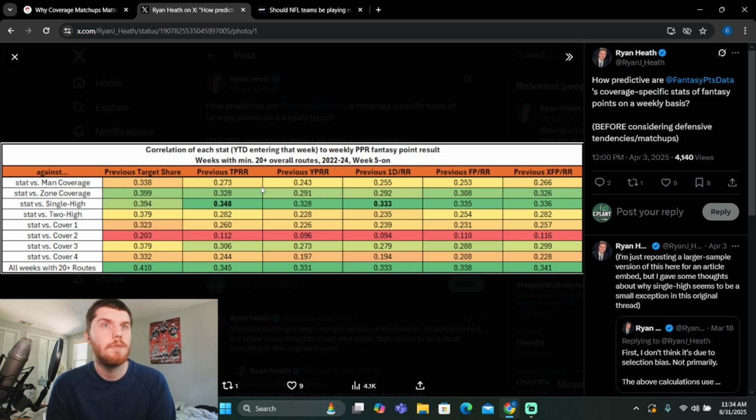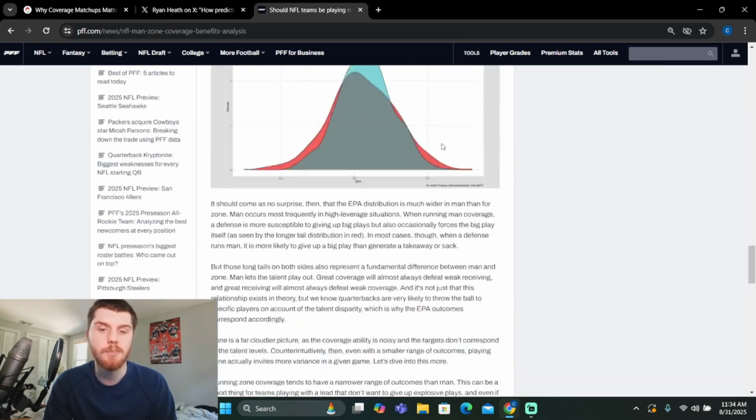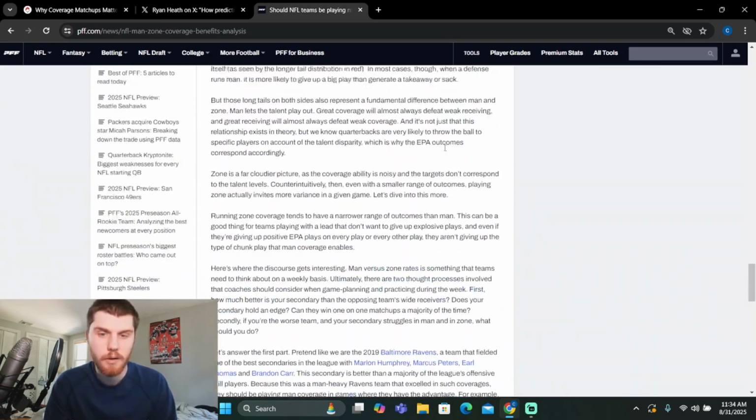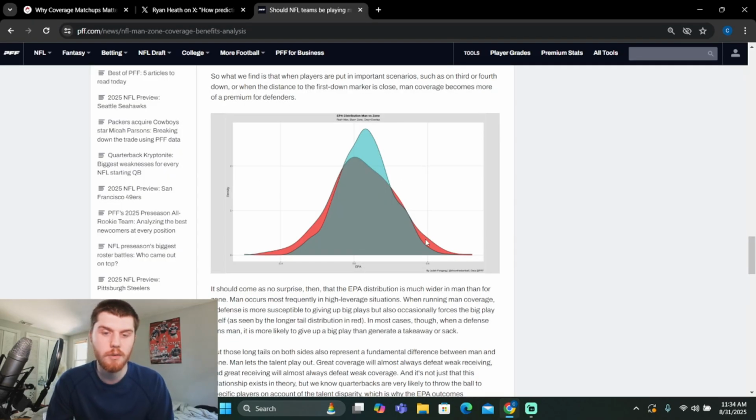So for instance, if you're running a go ball versus man and you win that, you're going to have a lot of yards on that play, and maybe it bolsters that player's yards per route run in that given instance. Whereas with zone, you're less likely to have these wide swing outcomes. And this is evidenced in this PFF article where they show the distribution of expected points added versus man and zone. And you see that against man coverage, there's a wider tail of outcomes, right?